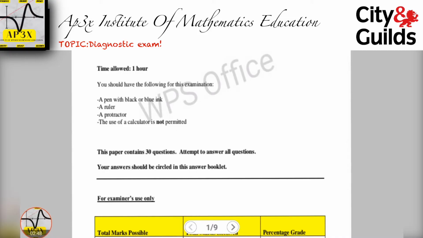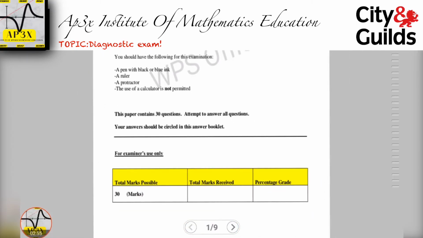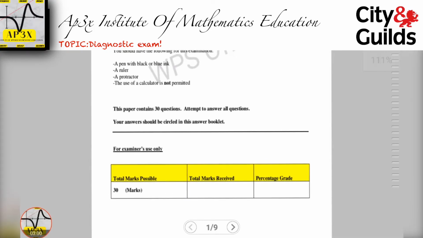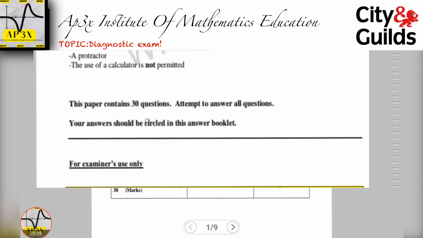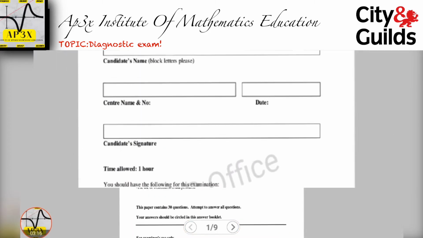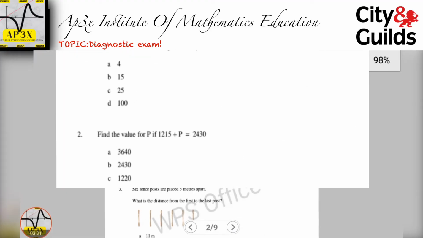So that's going to be key here. You don't have a calculator, guys, so we're going to have to really depend a lot on our timetables and our fundamental concepts in math. This paper consists of 30 questions. Attempt to answer all questions. Your answers should be circled in the answer booklet. And this section here is obviously for the examiner. All right, so that's pretty much all the instructions that City and Guilds has given us. So let's dive right into the paper.